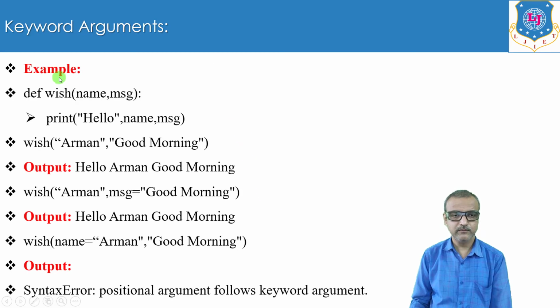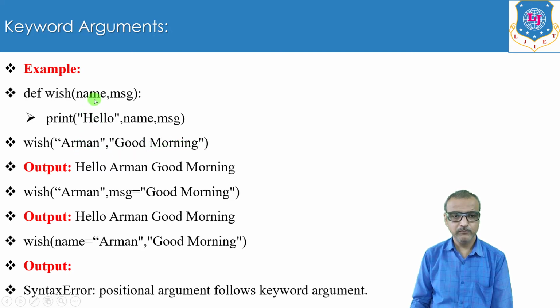So this is the example. First of all, write down the def keyword, then after function name wish, then after passing the parameters name and message, don't forget to write down this colon, and then in the body of the function we are writing print hello, then after comma name, then after comma message.